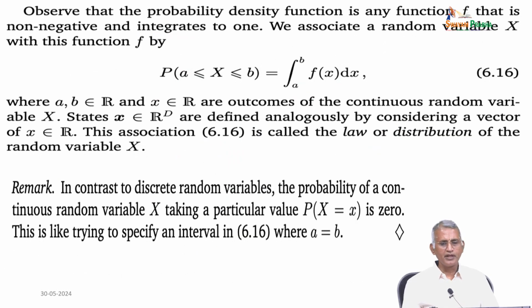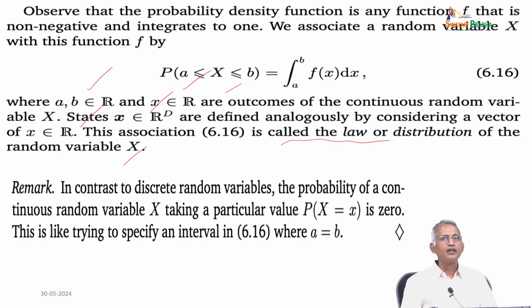Now, we observe the probability density function is any function f that is non-negative and integrates to 1. So, we associate a random variable x with the function: probability of a less than or equal to x less than or equal to b equals the integral from a to b of f of x dx, where a, b are real numbers and x in R is an outcome of the continuous random variable. Random variables with x in R to the power d are defined analogously by considering a vector x. This is called the law or distribution of the random variable x.